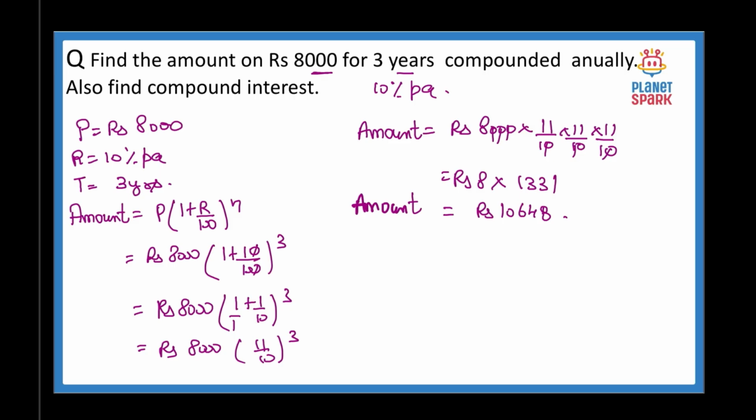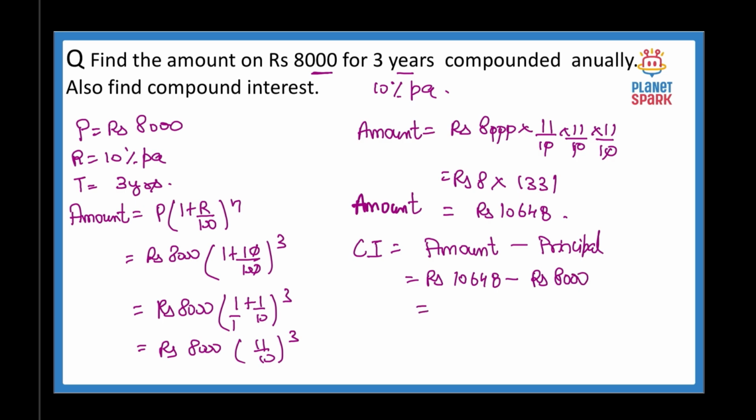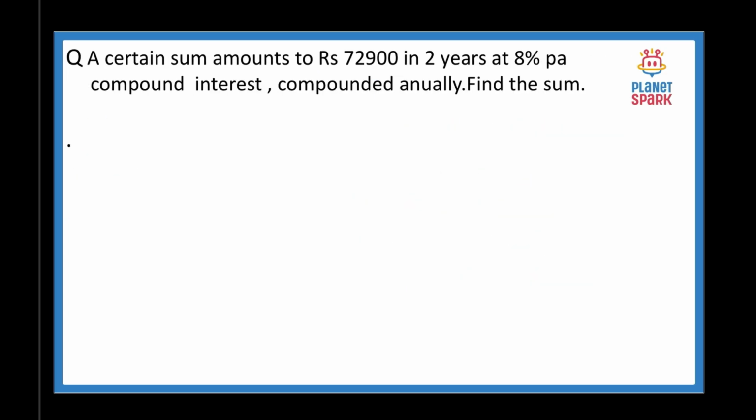Now the formula for compound interest is equal to amount minus principal. Amount is rupees 10,648 minus principal, that is rupees 8,000. In case of simple interest, we first calculate interest and then we calculate amount. But in case of compound interest, the formula is we first calculate amount and then we calculate compound interest. So my compound interest will become rupees 2,648.